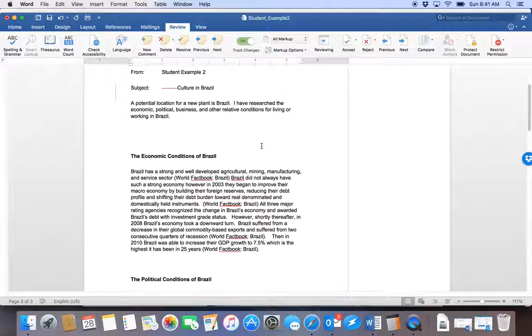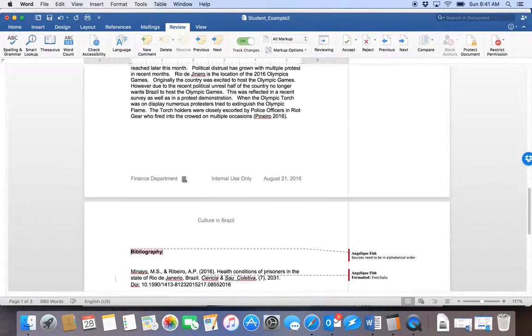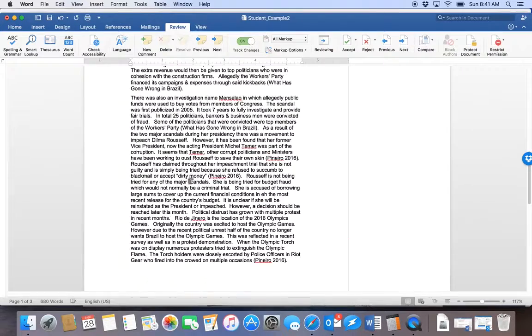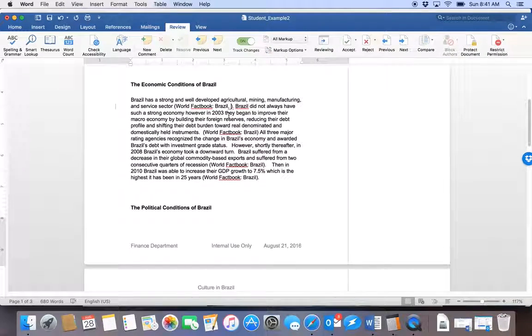Brazil has a strong and well-developed agricultural, mining, manufacturing, and service sector. And this is coming from the World Factbook. Anytime you have an in-text citation like this, the period goes after the citation. And we need our year. Let's see, was that 2015? 2016. Cool. So remember, your source comes with the year.